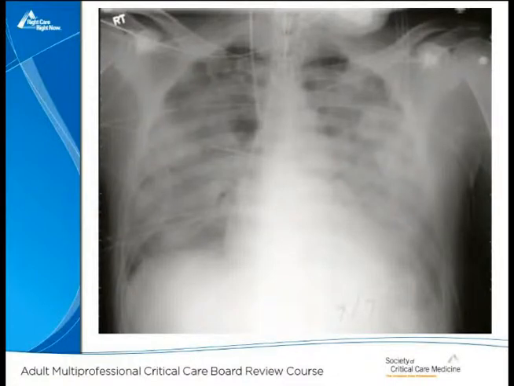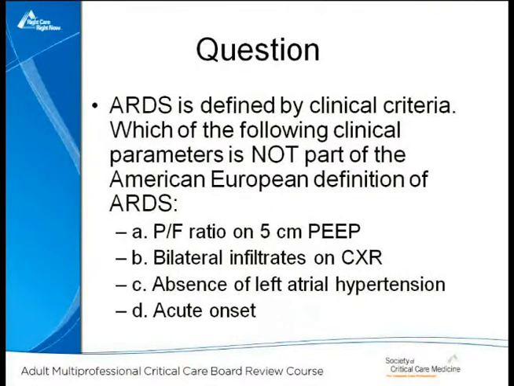It's a diffuse injury to the alveolar capillary interface. By definition, it's bilateral. And it leads me to my first question. ARDS is defined by clinical criteria. Which of the following clinical parameters is not part of the American European definition of ARDS? The P-F ratio on 5 centimeters of PEEP, bilateral infiltrates, absence of left atrial hypertension, acute onset. What is not included in the consensus definition of ARDS?